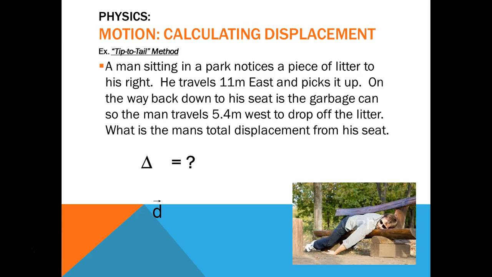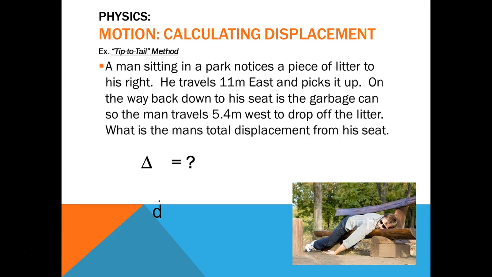Last question here. Here we have this man. He's having a little rest on a bench in the park, but he perks right up when he sees some garbage to his right. So he travels 11 meters east and picks it up. Then when he's coming back to his seat, there's the garbage can. So he travels 5.4 meters west to throw out the garbage. What is his total displacement from his seat?